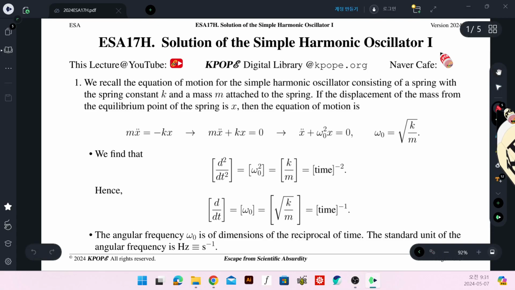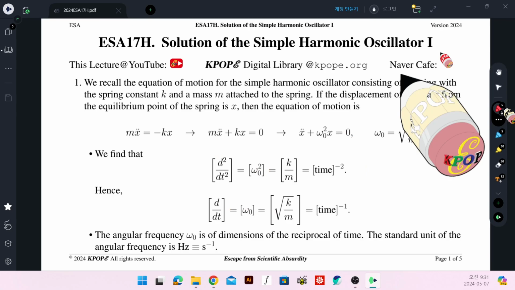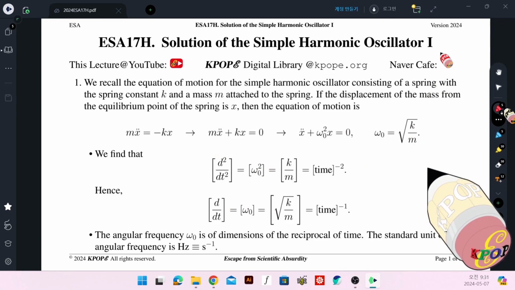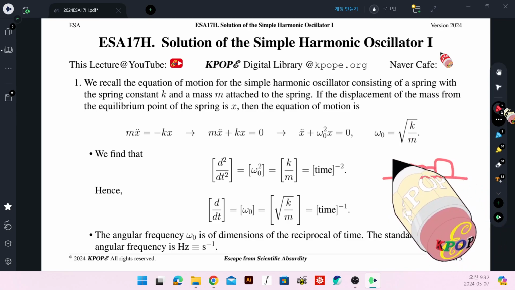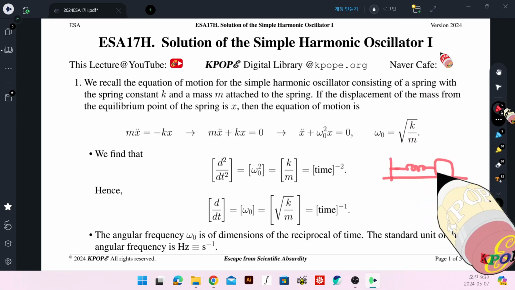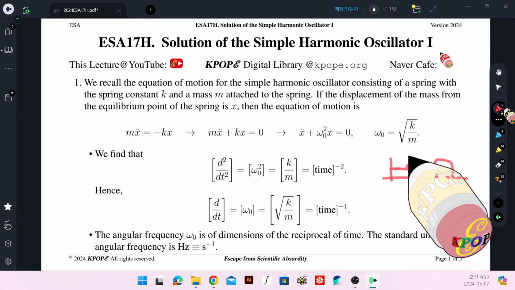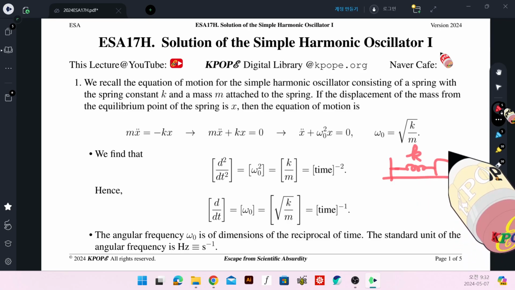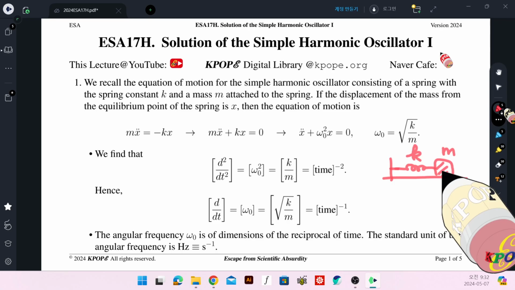Today we study the solution of the simple harmonic oscillator, part 1. We consider the equation of motion for a simple harmonic oscillator. A simple harmonic oscillator consists of a mass that is attached to a spring. We characterize the spring with the spring constant k and the mass of the object to be m.